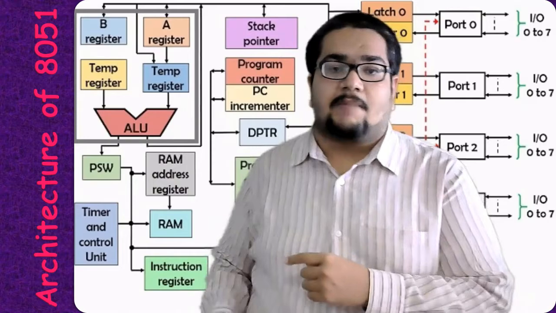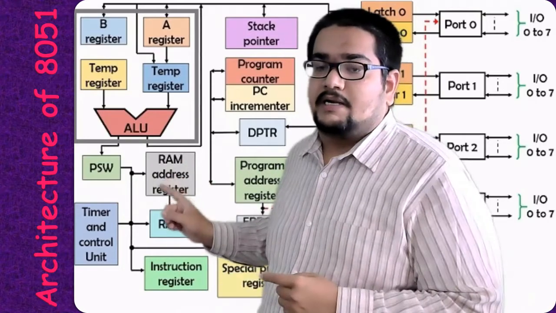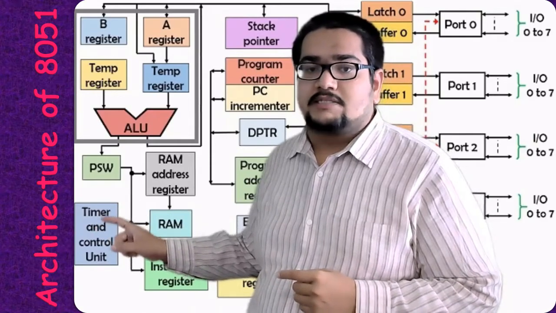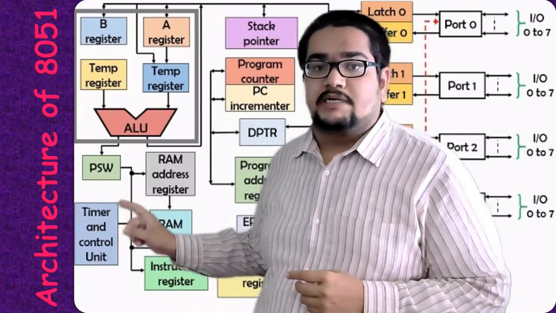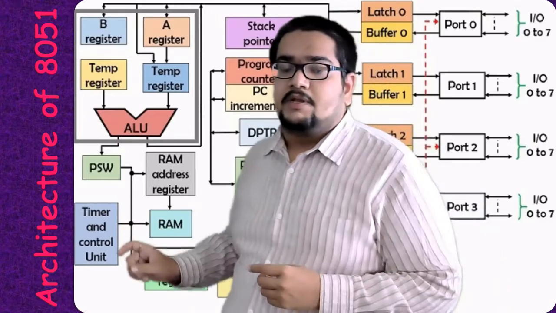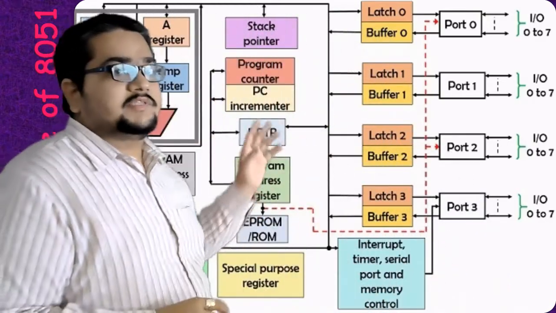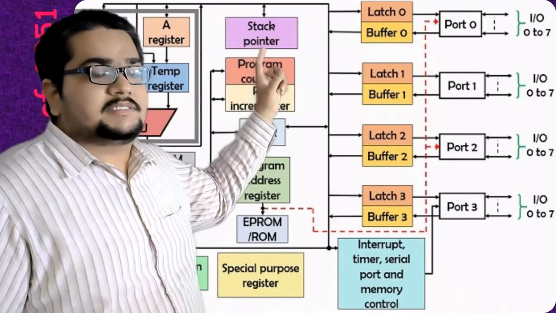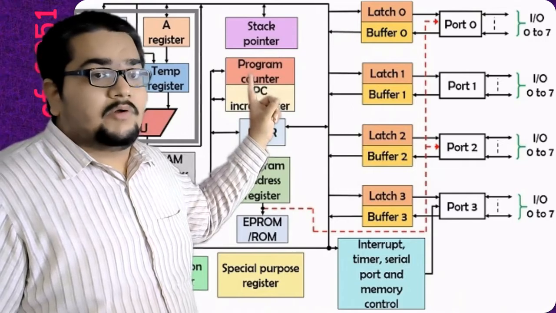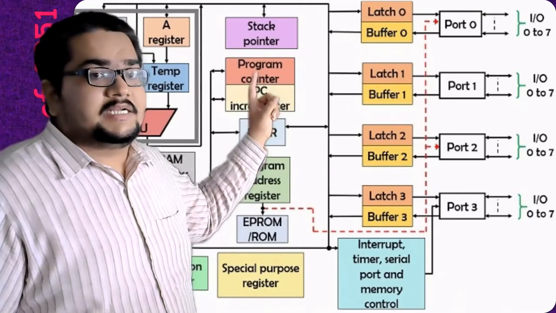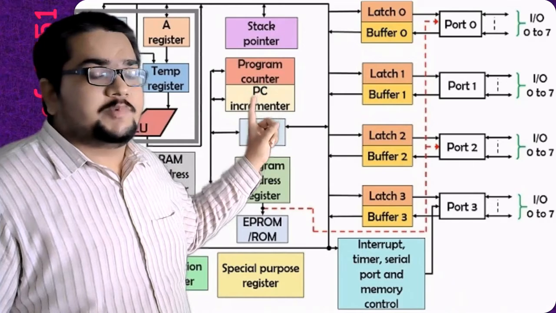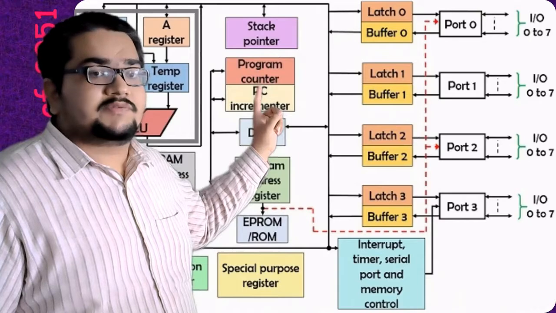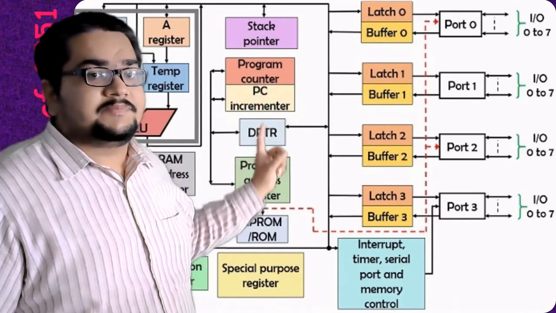And here we have the RAM memory and a RAM address register. A timing and control unit block is there, which handles all the timing and signaling requirements for the internal modules of 8051. On this side, I have another set of registers. Specifically, this is the stack pointer. Its job is to point to the addresses in stack memory. Here is the program counter. It is similar to the instruction pointer in 8086. The PC incrementer's job is to increment the PC register on successful execution of every instruction.